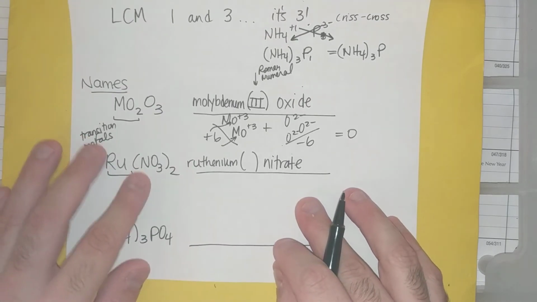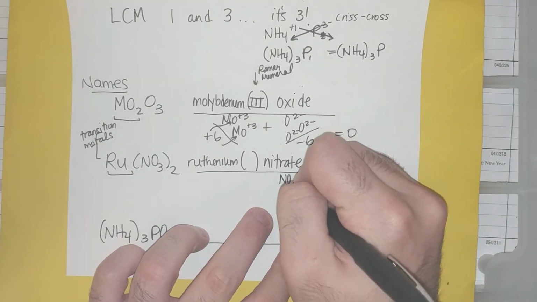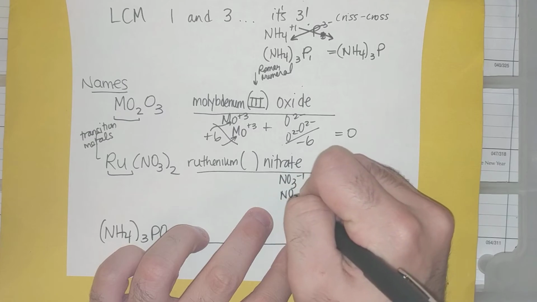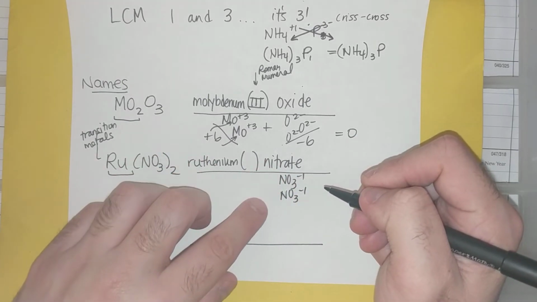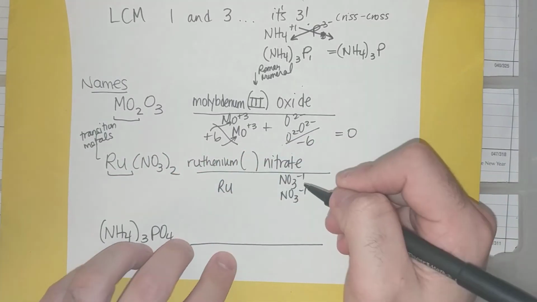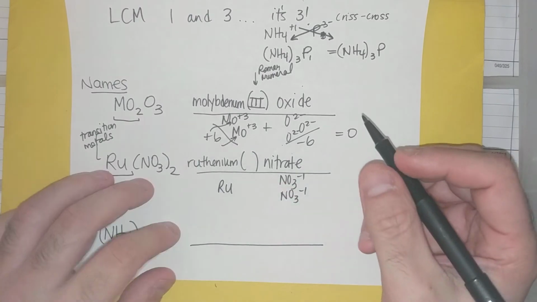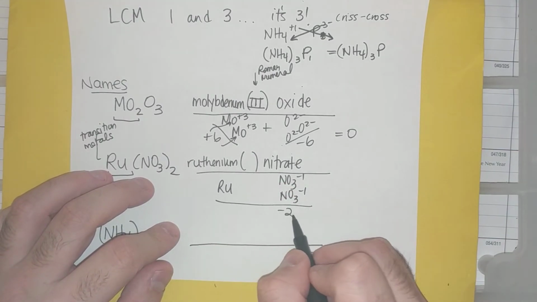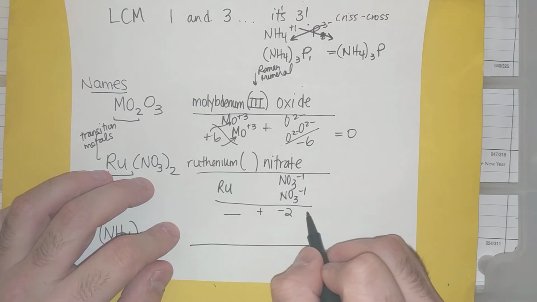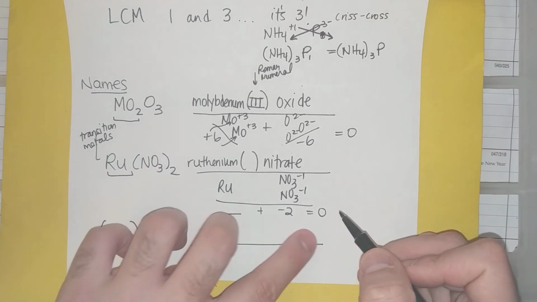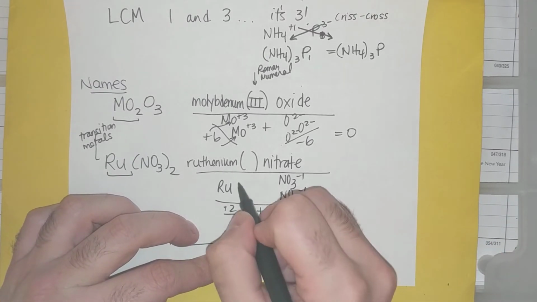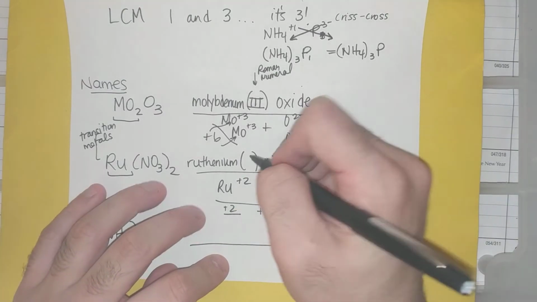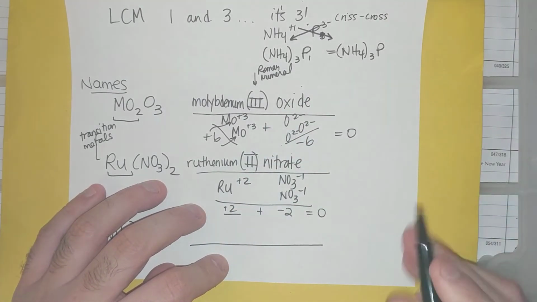If I'm going to do the ruthenium, I know the nitrate ion is NO3 minus 1. And there's 2 of them. And there's only 1 ruthenium. If there's 2 NO3 ions, that's -2. What must ruthenium be to add to -2 to give me 0? Well, it must be +2. And that means I put Roman numeral 2 here.